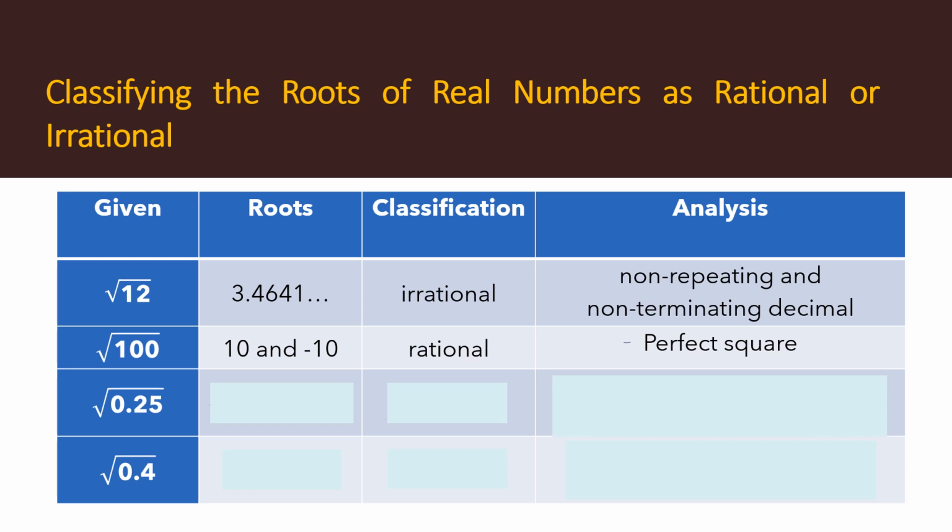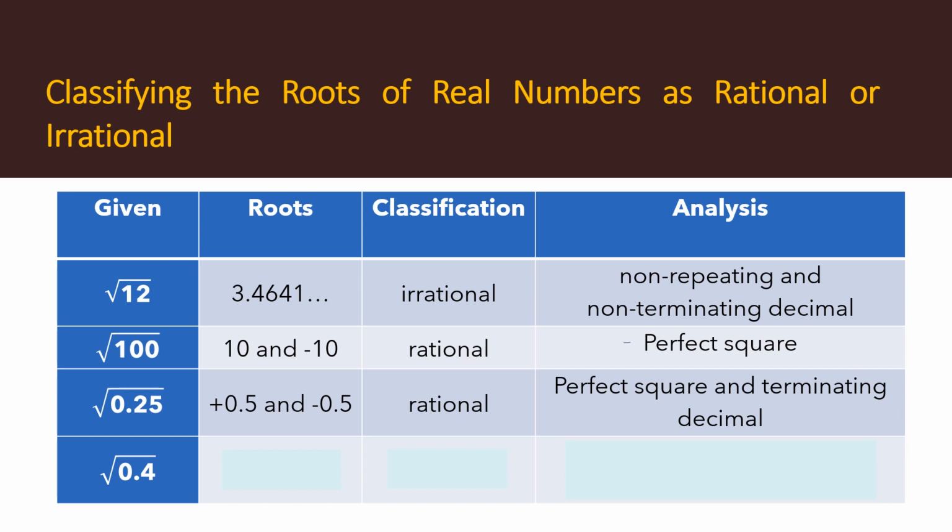Next one, we have here a decimal, 0.25, and here are its roots, positive 0.5 and negative 0.5. It is a rational number because it is a perfect square, even though it is a decimal. It is a perfect square and it is a terminating decimal.